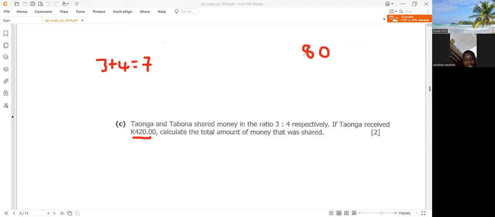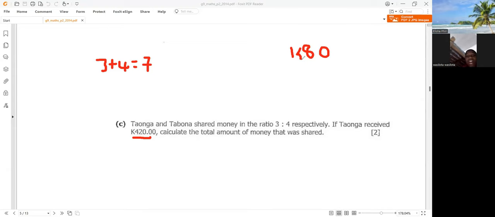No, 500 kwacha is the total. What are you saying? If it's 80, then is it making sense really? If Taonga walked away with 420, how possible is it that the 420 came from 80 kwacha? It's not making sense, right? No, I mean Taonga got 420, the other got 80, but the total they shared is 500.